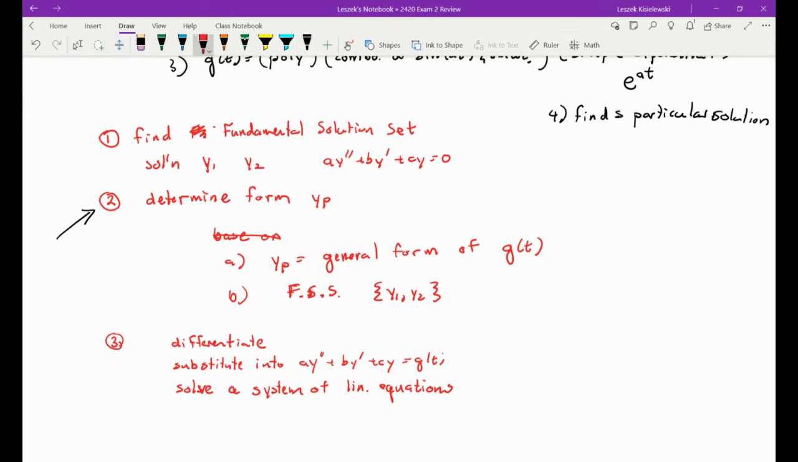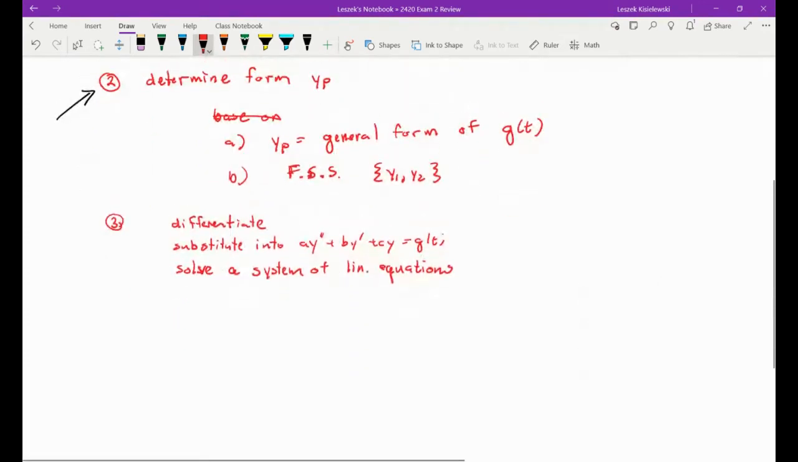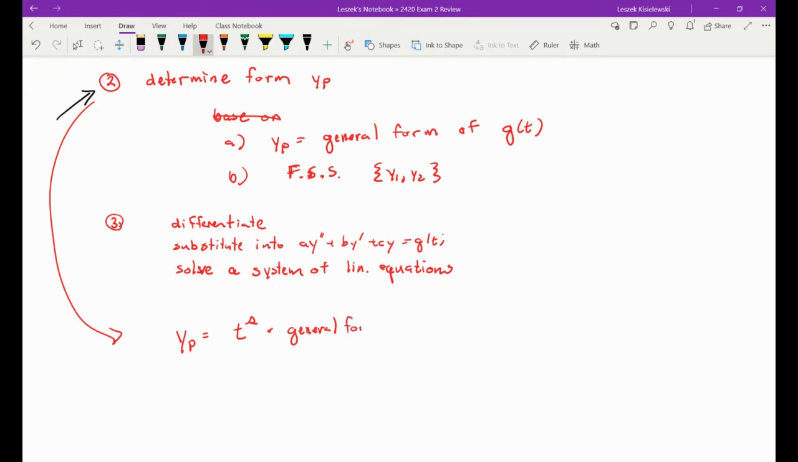Well, actually, I should write down the form it takes, right? So I'm just going to quickly say the particular solution can be written as some power of the independent variable times the general or generic form of the right-hand side. Okay. So this part is based on the right-hand side function, so that's all you have to look at. This is based on comparing the fundamental solution set or the roots of your characteristic equation with the right-hand side function.